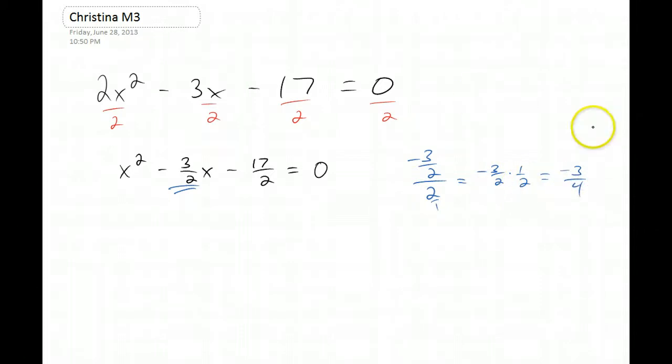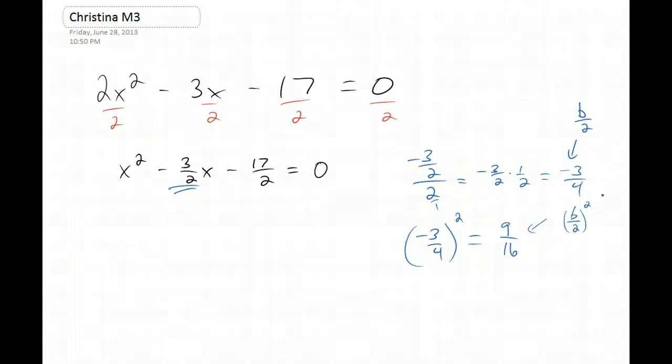So you have negative 3 times 1 in the numerator, and you have 2 times 2 in the denominator. So that was b over 2. This b term, we divided it by 2. But then you have to take that b divided by 2 that we got, and you have to square it. The way to square a fraction is you square the numerator and you square the denominator separately. Negative 3 squared becomes a positive 9, and 4 squared becomes 16. So you have 9 over 16, and that is what they're going to call b over 2 squared.